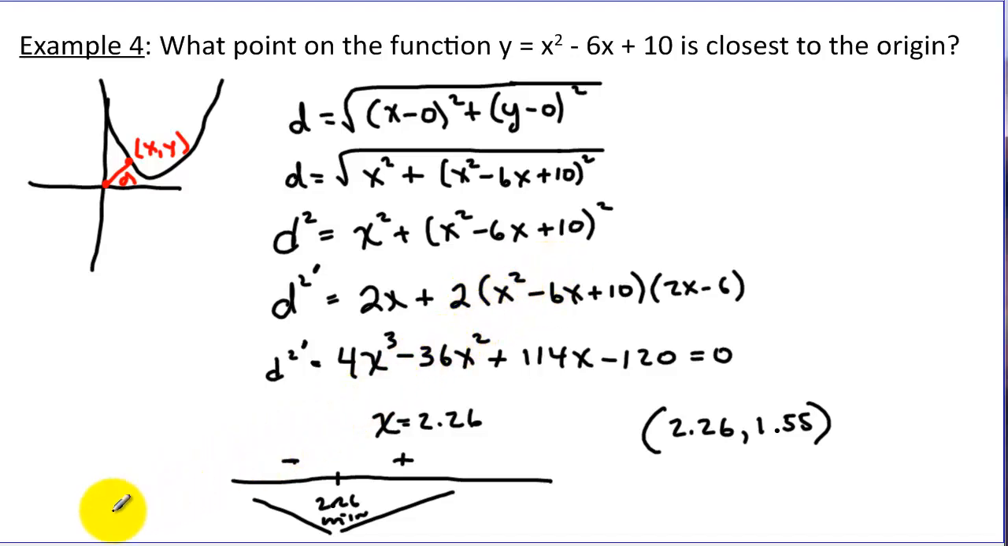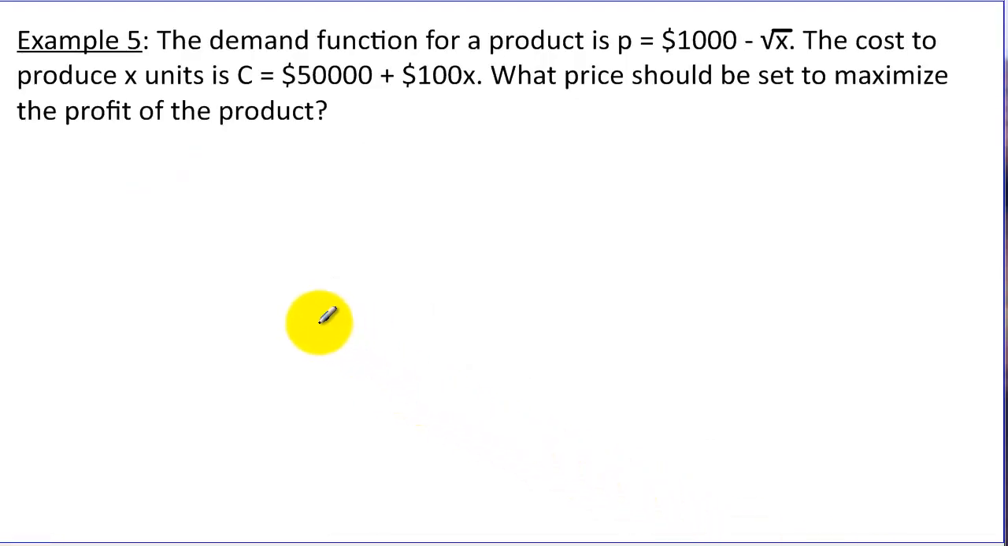All right, let's move on to our last problem. Okay, our final example here, example 5, we have a business problem, and we are producing, manufacturing and selling a product. We are given what's called a demand function for the product. It relates the price of the product and the number of units to be sold. And we also are given the total cost of manufacturing x units of the product. And we're trying to find what price we should set so that we will maximize our profit.